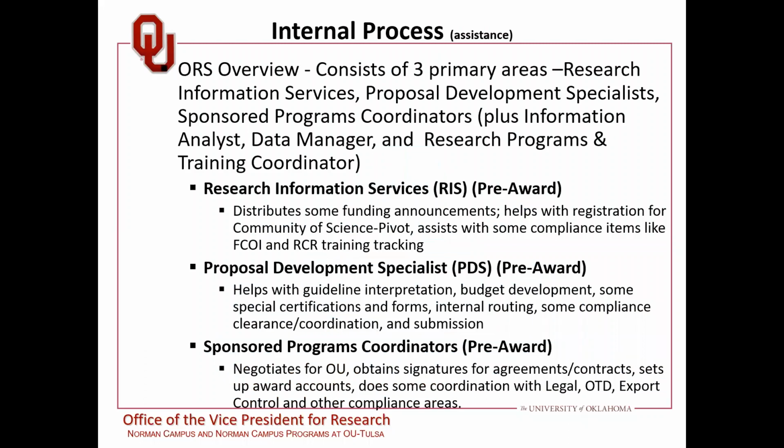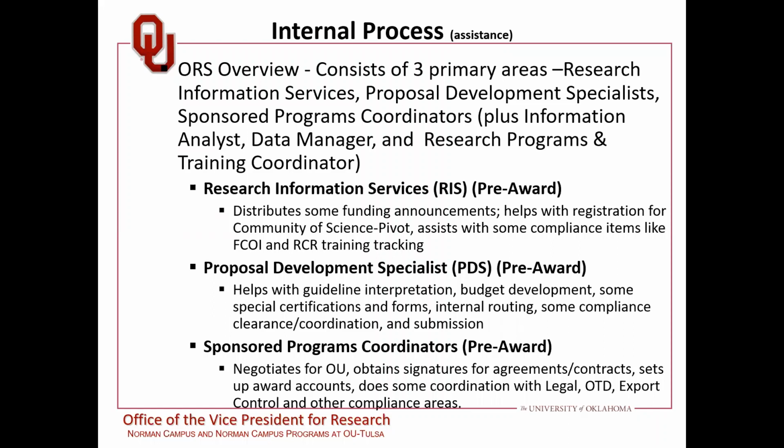Within ORS, we have 3 primary areas that you normally will do business with. One is research information services. They can help look for funding announcements. We still have a program called Pivot that may be going away, but they can help you set up a profile in it to automatically look for funding information. They also send out announcements about solicitations that we think people may want to submit to.